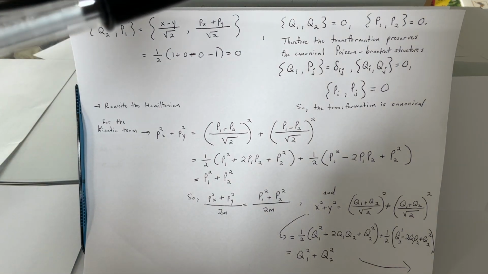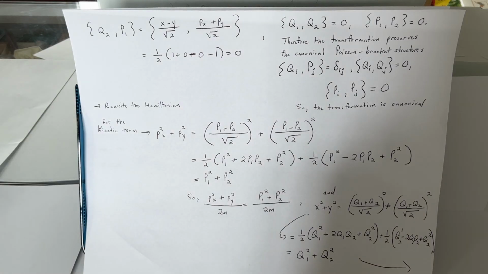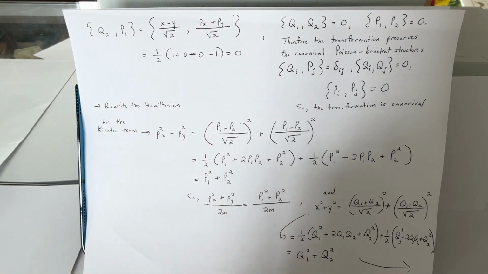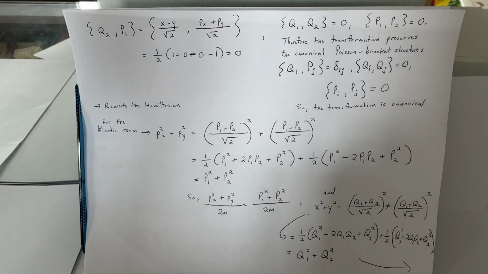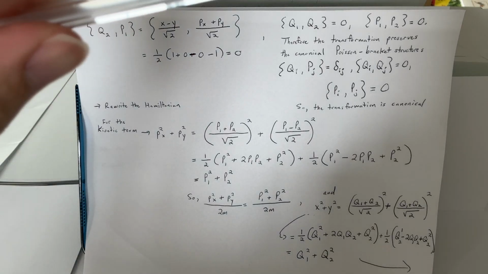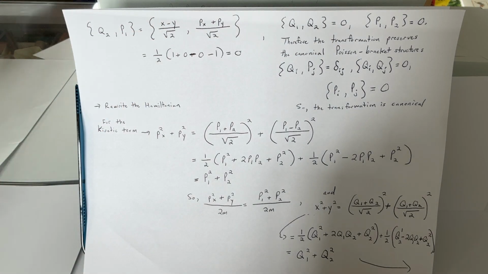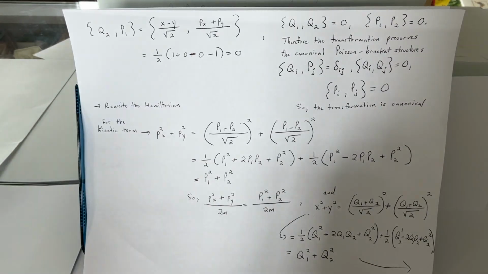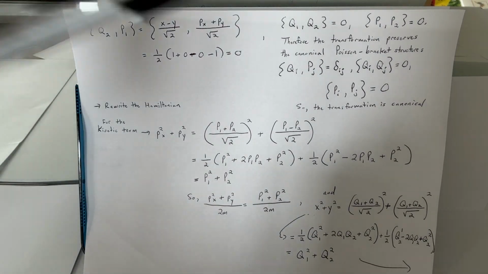We're just going to perform these operations. We're going to get the 0. So 1/2 times (1 plus 0 minus 1), that's 0. And then {q_1, q_2} equals 0, {p_1, p_2} equals 0. Therefore, the transformation preserves the canonical Poisson bracket structure, that {q_i, p_j} equals the Kronecker delta.